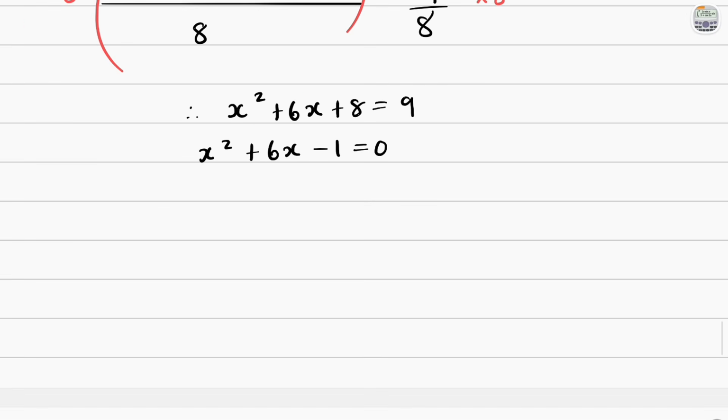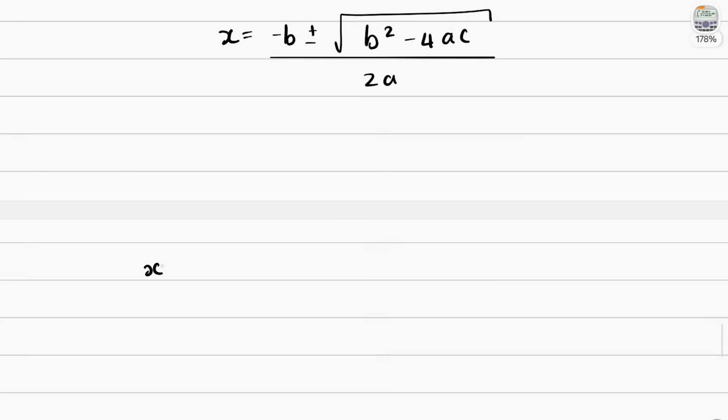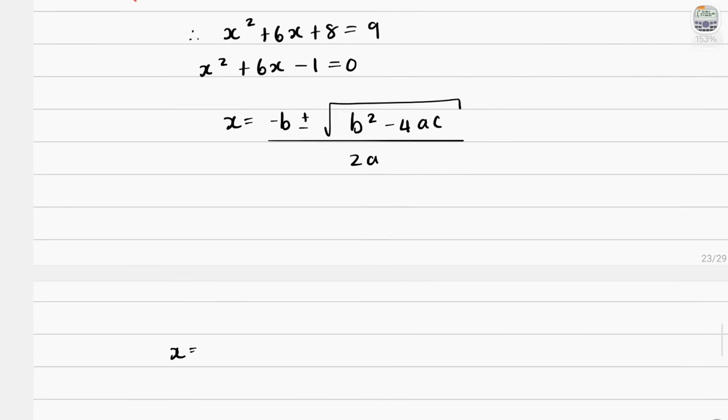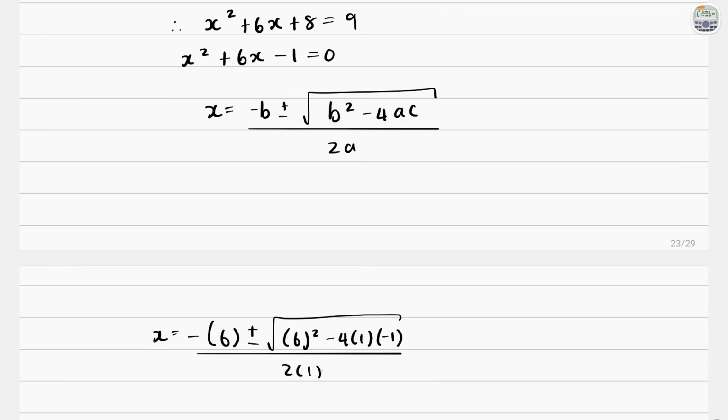We know this can't factorize, so we're going to have to use the quadratic formula. Okay, so we'll say x is equal to negative b, so negative, and then b is 6, plus or minus the square root of 6 all squared minus 4 times 1 times negative 1, all over 2a, which is 2 times 1.